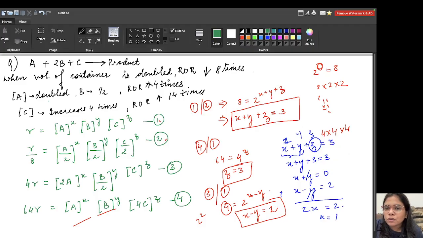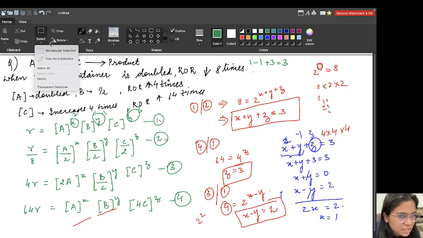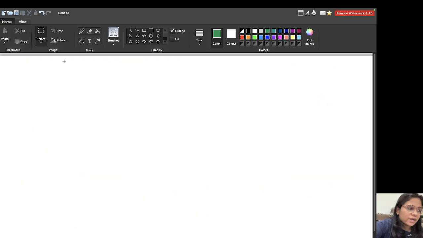So what will be your order of reaction? Your order of reaction will be 1 plus minus 1 plus 3. 4 minus 1, 3. So this will be your third order reaction. And how do you write the X, Y, Z? Just write here 1, here minus 1, and here your 3. So the order of reaction is okay. So just practice all these things because it's simple maths. You just need to find X, Y, Z every time.